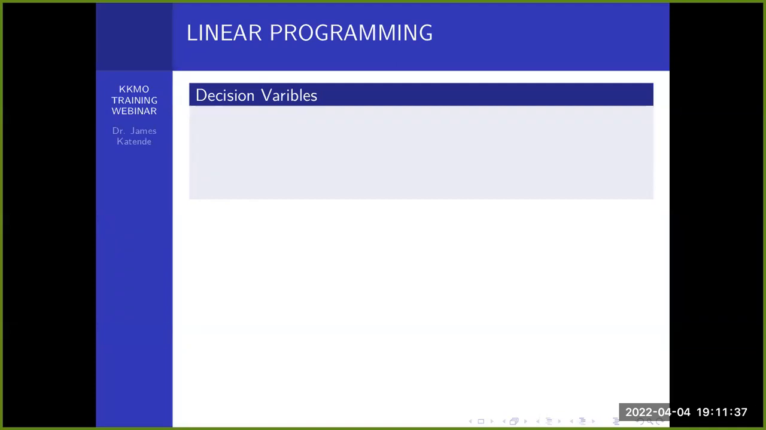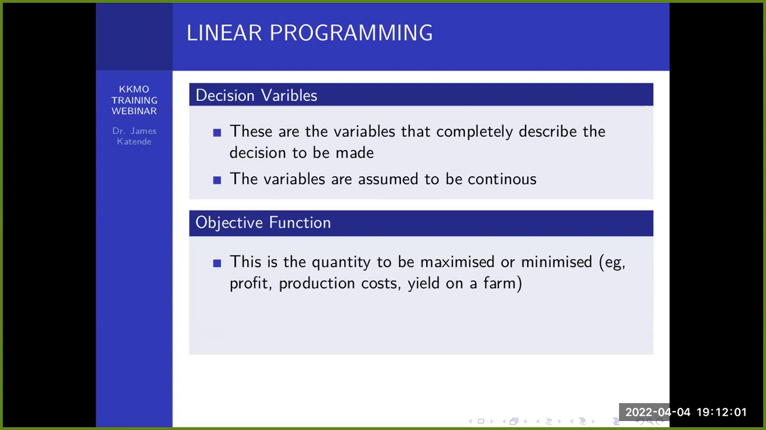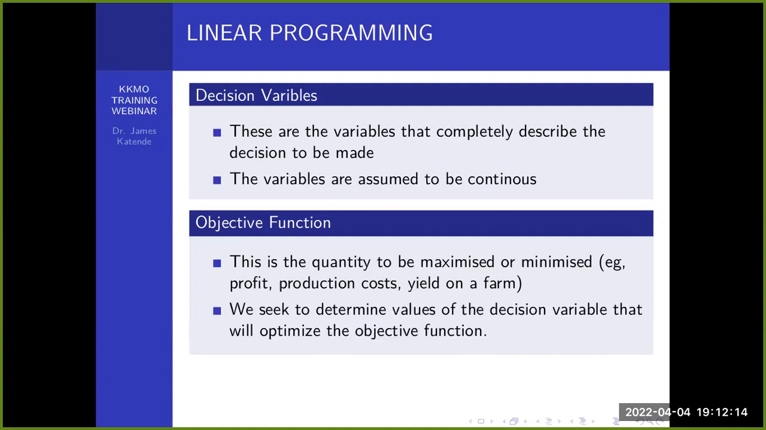So here is what we would call the structure of a linear programming model. The first few things you need are the decision variables that will completely describe the situation or the decision to be made, along with the constraints. The objective function will be the function that is to be maximized or minimized, or in one word, the function to be optimized. So we'll be trying to find the values of the decision variables that optimize this objective function.